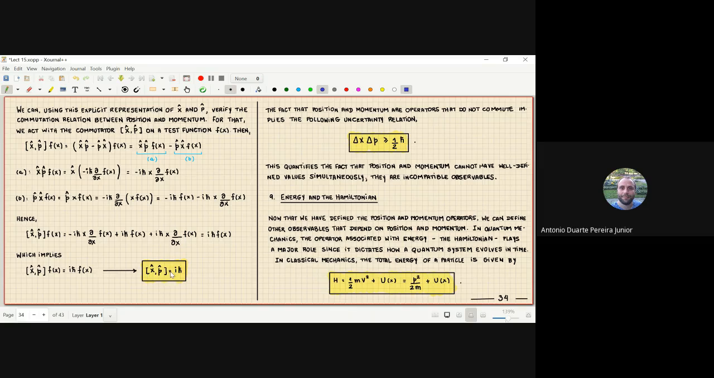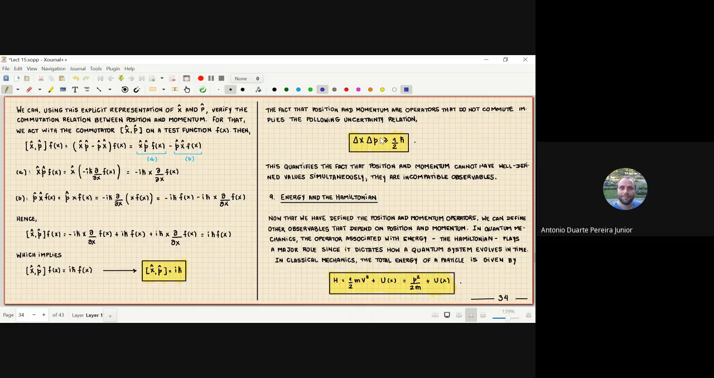So you see that this representation of the operators really satisfies the properties that we discussed before. And moreover, now that you know the commutator between x and p, you can go back to the uncertainty relation and write what the uncertainty relation is for position and momentum. And what you get is this: the uncertainty on the position times the uncertainty on the momentum is bigger or equal than h bar over 2.